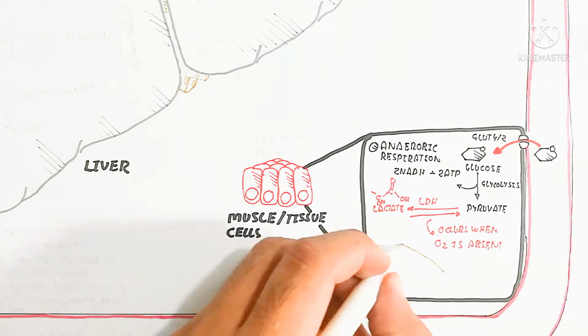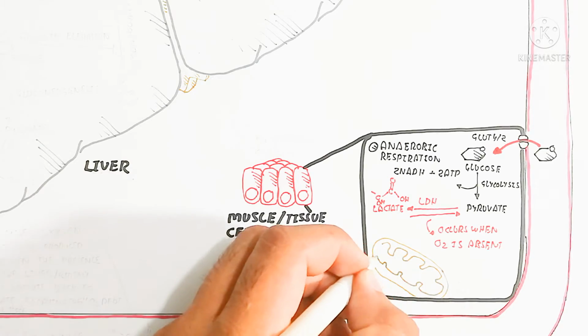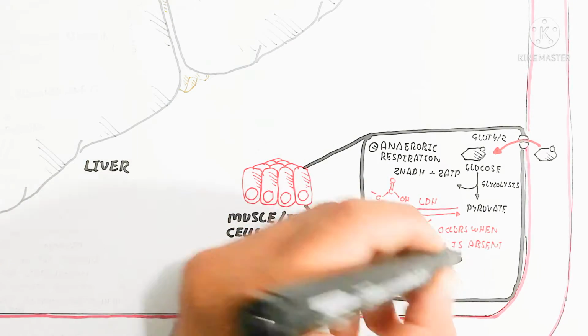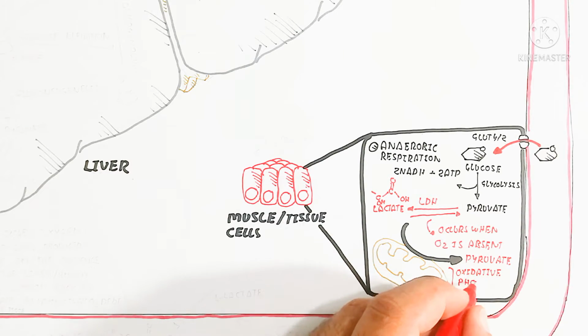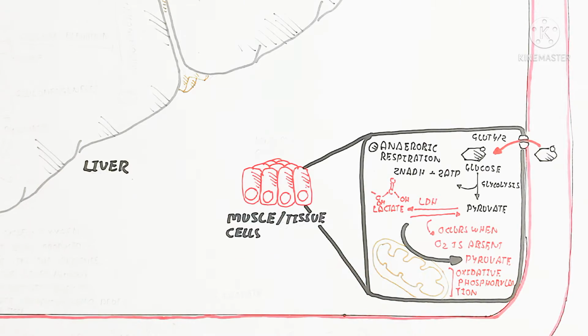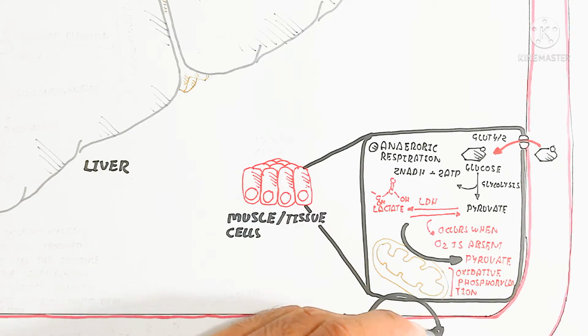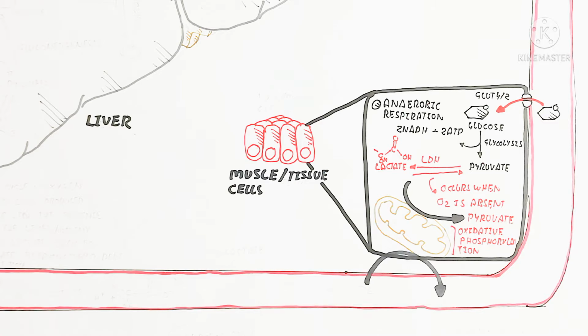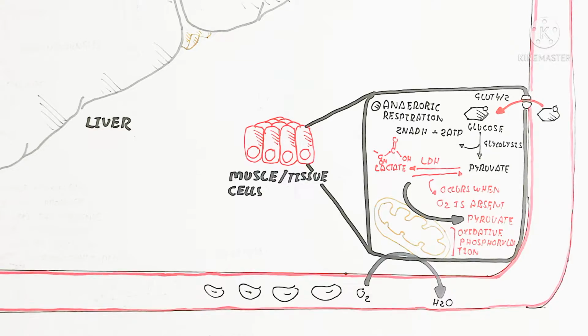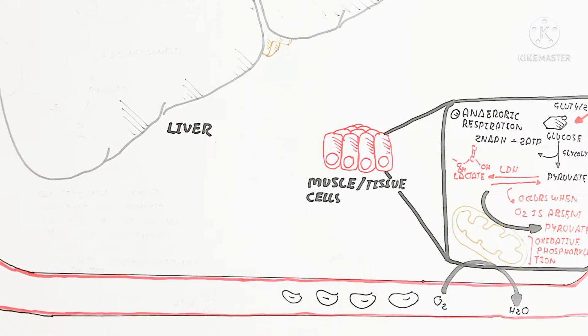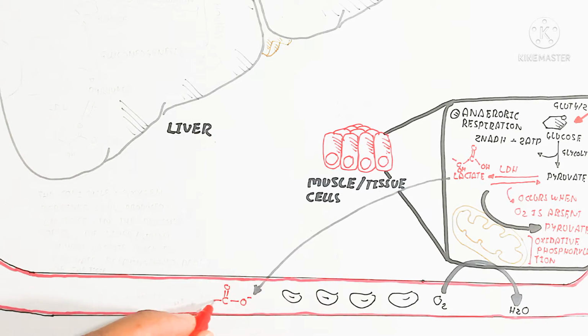So lactate will be produced due to anaerobic respiration, from glycolysis to pyruvate, and the lactate dehydrogenase enzyme is used for it. This occurs when oxygen is absent. So the pyruvate will not move into the mitochondria for oxidative phosphorylation, because the oxygen is in the blood, transferred due to the partial pressure difference. That produces water after oxidative phosphorylation, and also ATP. So basically the lactate moves into the blood.